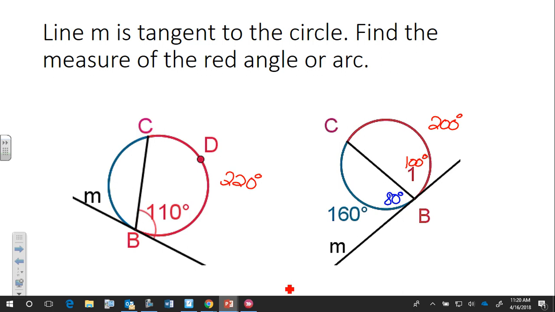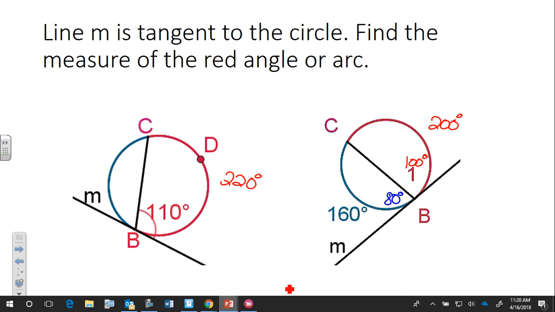Okay, if you notice that this arc is 160, we want to know this arc, and we know that the two arcs have to add up to 360. That works as well. Double the angle to get the arc. Okay, so far so good. What questions do you have on this slide?